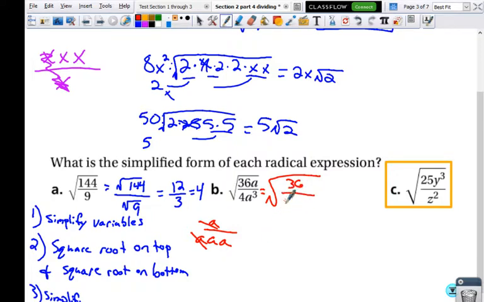Over 4A squared. I'm not skipping steps. Just because you did it doesn't mean I'm skipping them. Do part C though if you're done. Get ahead of the game.